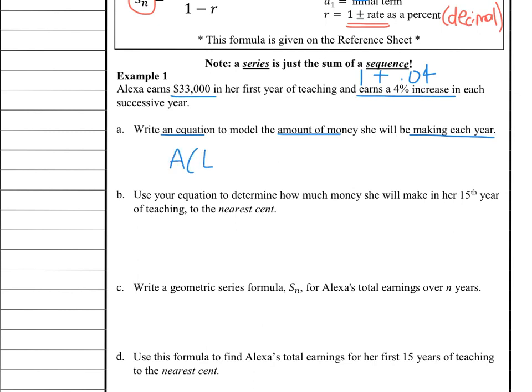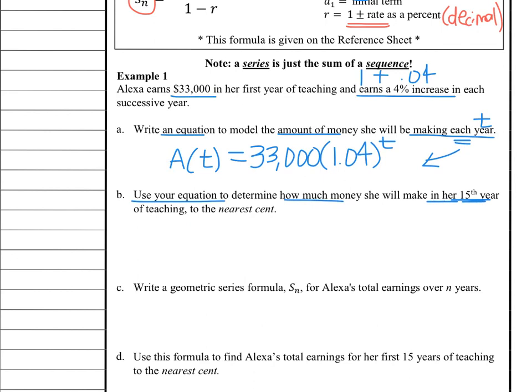So A of t is equal to 33,000 parentheses 1.04 to the t. Each year is going to be represented by t. If it's each year, you're just using the regular compounding formula that we learned about in Unit 8. Then part B says, using your equation, determine how much money she will make in her 15th year. It doesn't say how much total she's made over the 15 years. It says how much will she make in her 15th year. So we're going to use this equation and sub in a 15 for t.